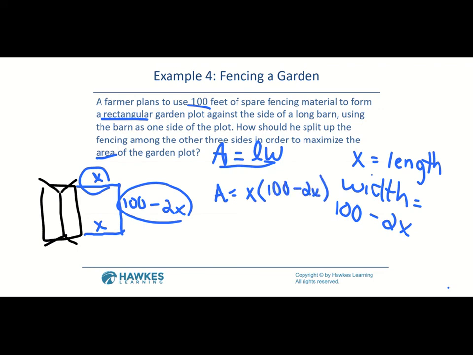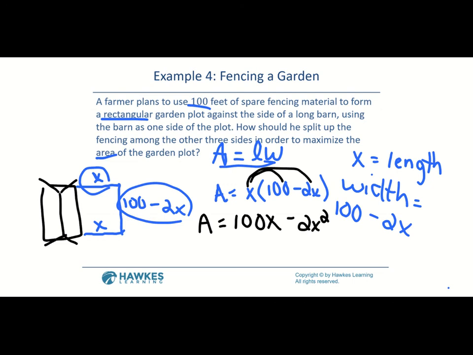And we can simplify that. So we're going to multiply. We are going to have 100x minus 2x squared when I distribute there. And that is our quadratic that we're going to use. And we now have enough information so that we can find the vertex of our parabola.